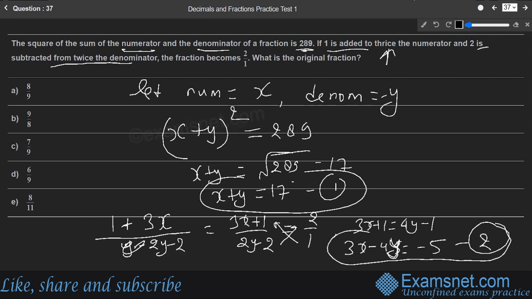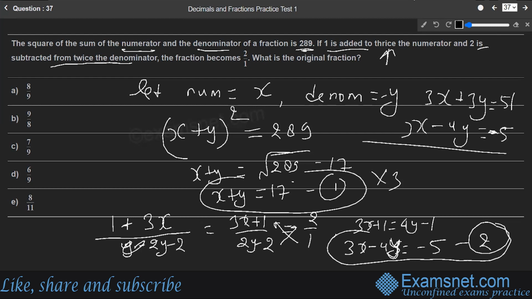Okay, so for doing that, what we can do is multiply equation number 1 by 3 and then operate that with equation number 2, that is, subtract. If we multiply equation number 1 by 3, we get the other equation as 3x plus 3y is equal to 51. And equation number 2 is already there as 3x minus 4y is equal to minus 5.